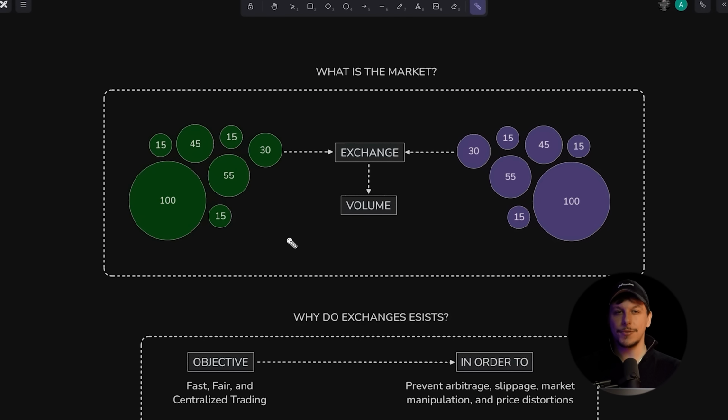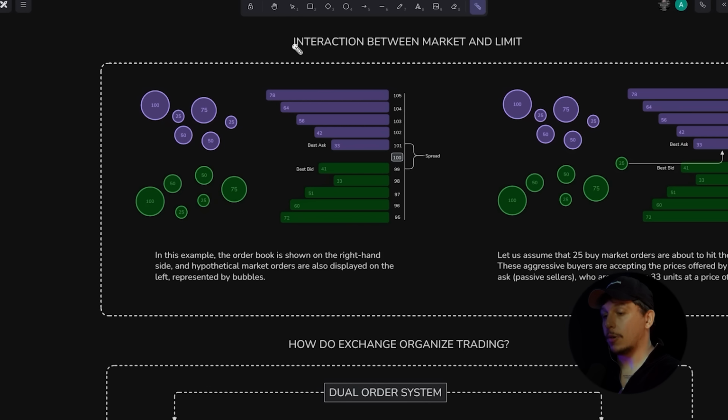Let's start by understanding what the market is. The market is made by the interaction of two forces: the intent to buy and the intent to sell, routed through a central exchange for regulated markets and represented as volume. Now let's see how this interaction unfolds.